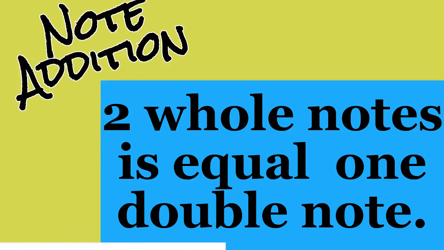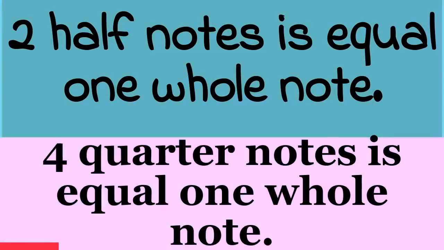Let's look at note addition. Two whole notes is equal to one double note. Two half notes is equal to one whole note. Four quarter notes is equal to one whole note. When you add four, it gives you one whole, which is four counts.